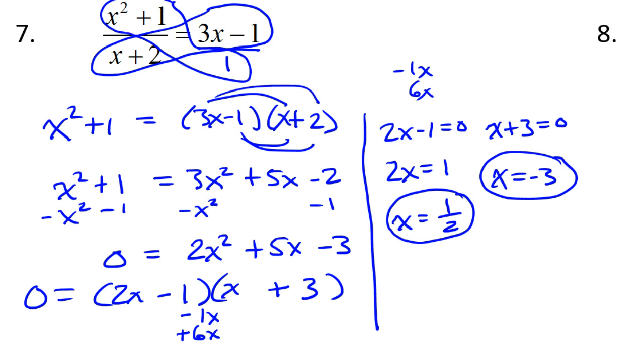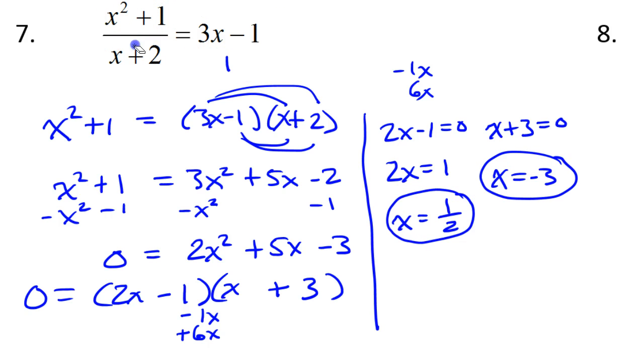Looking back at the original problem, and specifically looking at the denominators, there's just the one denominator, x plus 2. So there is an excluded value. We know that x cannot equal negative 2 because of this. Well, none of these are the excluded value, so we should be good. These should be the actual solutions.